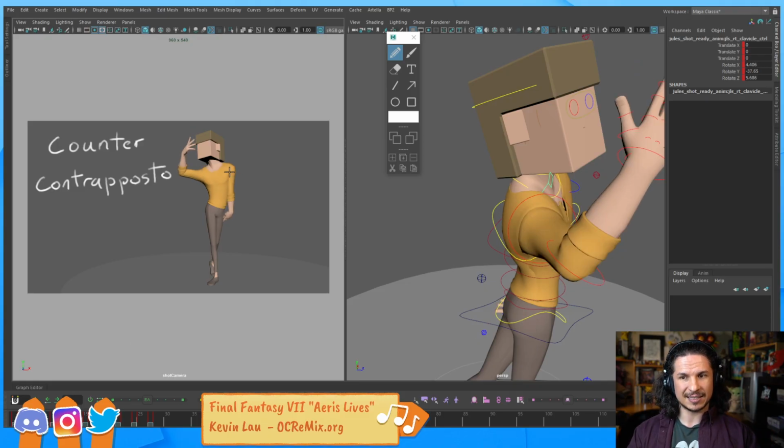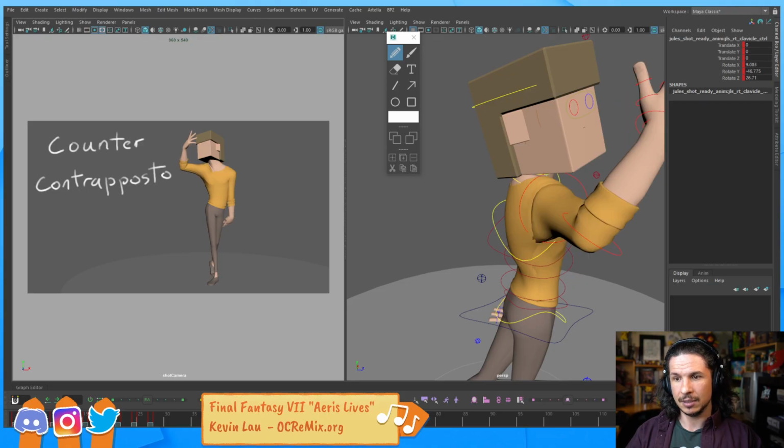You can see how this suddenly looks very awkward and janky, and especially that arm that's raising up there, it looks just uncomfortable compared to this that has more of a natural flow and feels more dynamic. And we still have our contrapposto.